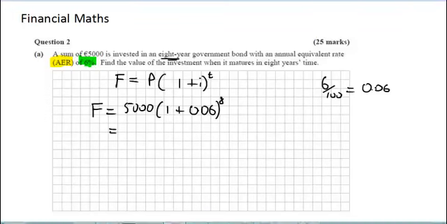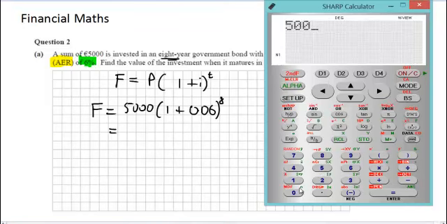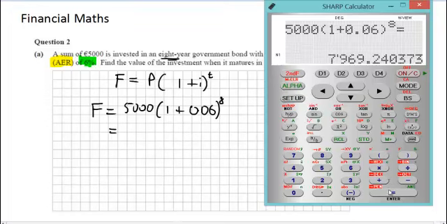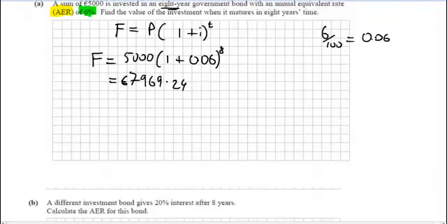So the final amount here will be equal to 5,000, and we can put it exactly as we see it in there, 1 plus 0.06, and that's to the power of, y to the power of x, then 8, and we get an answer of 7969.24. 7969.24, and that's in euro. Value of the investment, so we leave it at that, rounded to 2 decimal places, 2 cent.